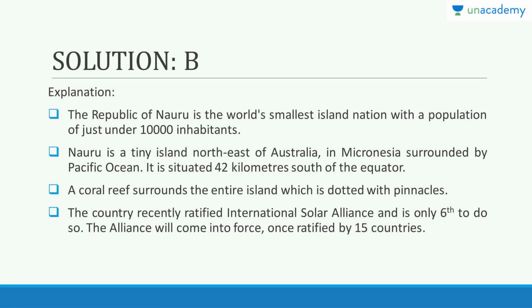So Nauru is the world's smallest island with a population of just under 10,000 people. It is a tiny island northeast of Australia and Micronesia, surrounded by Pacific. It is situated 42 kilometers south of the equator, and a coral reef surrounds the entire island, which is dotted with pinnacles. And the country recently ratified ISA and is only 6th to do so. The alliance will come into force once it is ratified by 15 countries.